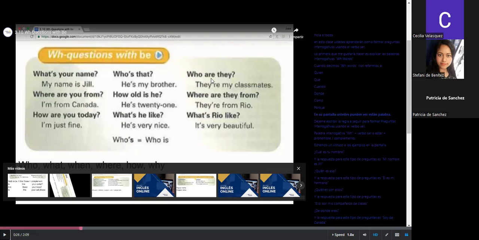Who are they? ¿Quiénes son ellos? Where are they from? And this is what is Rio like. Okay. ¿Cómo es Rio? Okay. It's beautiful. It's a beautiful city. What is San Miguel like? What is Santa Ana like? What is El Salvador like? It is when you want the description of a place.